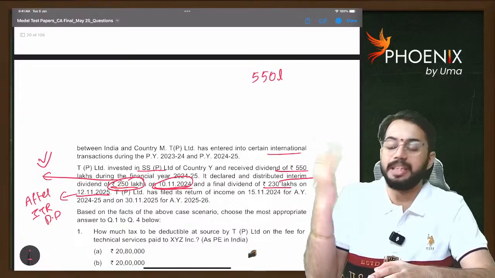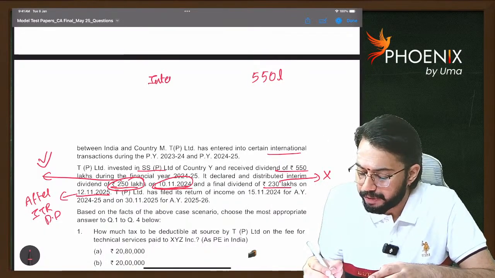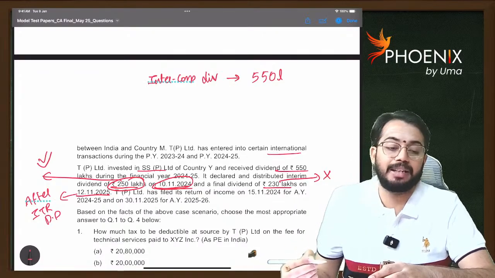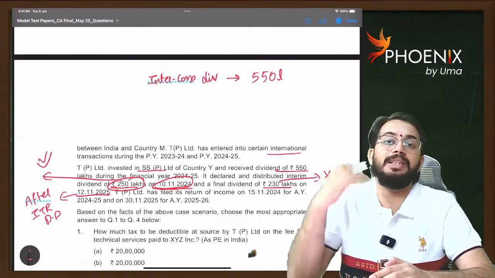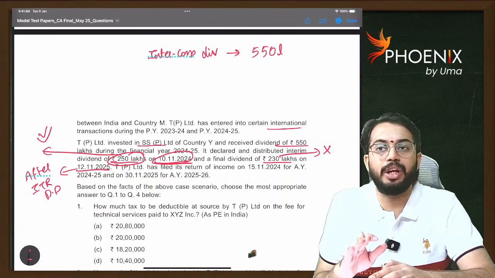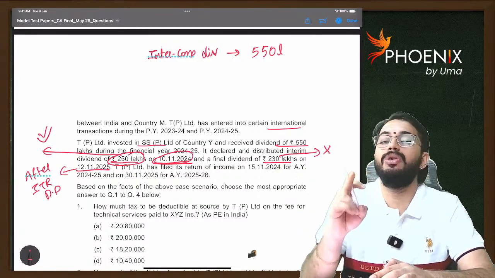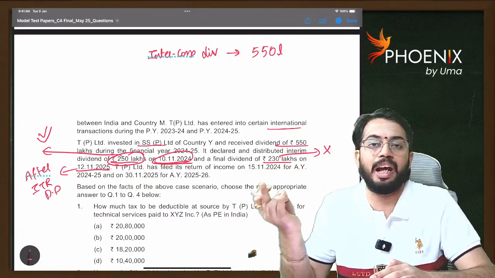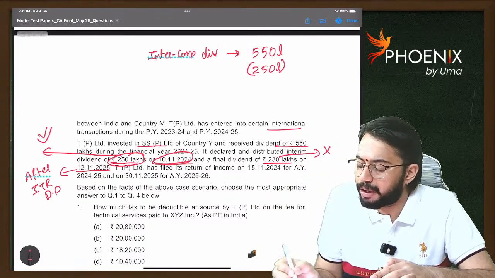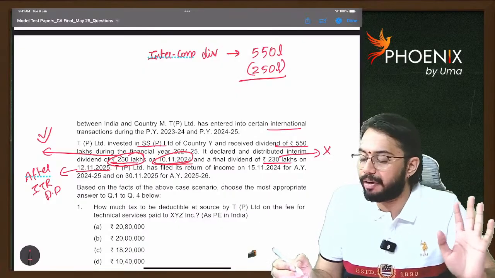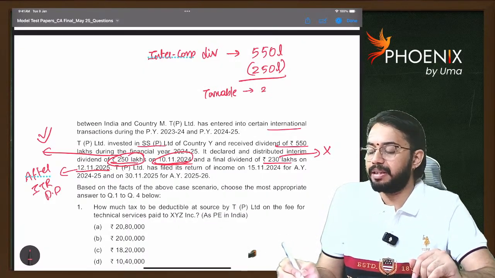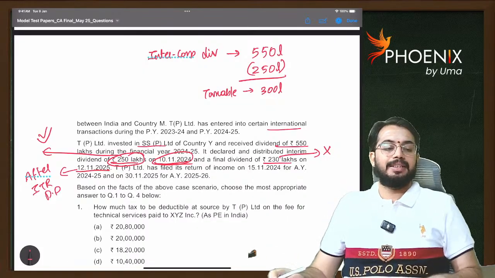So how much is intercorporate dividend received? Intercorporate dividend received is equal to 550 lakhs. Out of 550 lakhs, how much is distributed to shareholders? 250 lakhs is distributed to shareholders before ITR due date. 230 lakhs is distributed after ITR due date, so that will not be allowed as deduction. 250 lakhs, as it is distributed before ITR due date, only that will be allowed as deduction. So how much dividend is taxable? Dividend taxable is equal to 300. Okay.